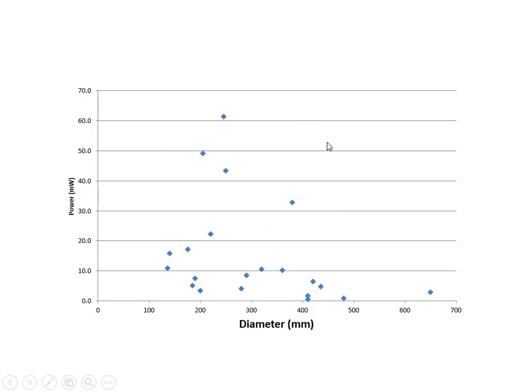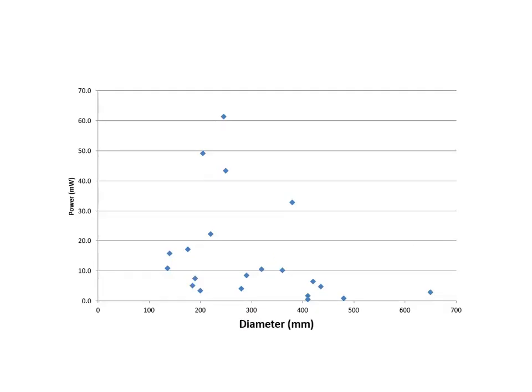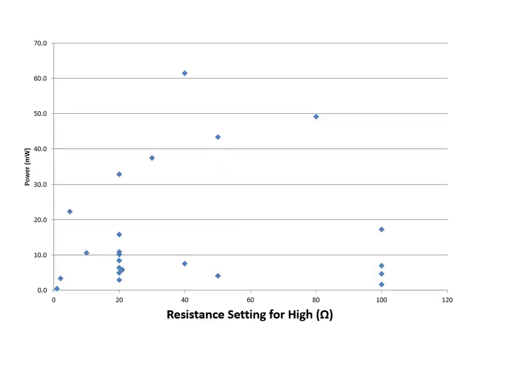And this is an example of analyzing the data parametrically. I've broken down the design elements into parameters. You can have the number of blades vary. You can have the diameter vary. You can vary the resistance setting.